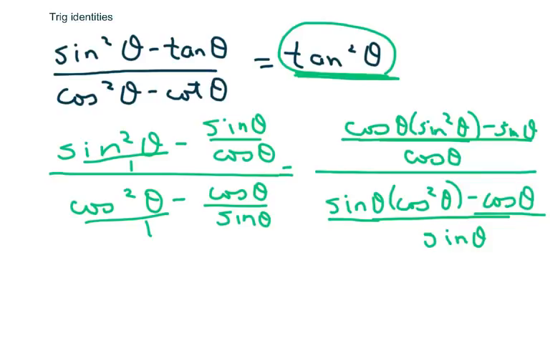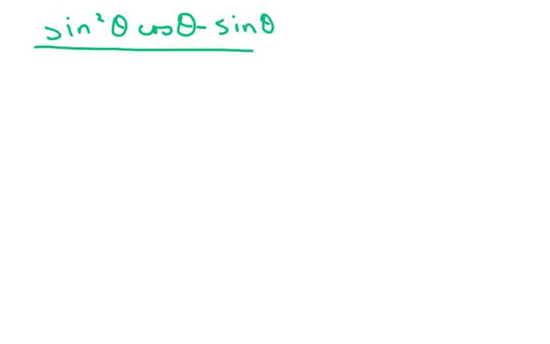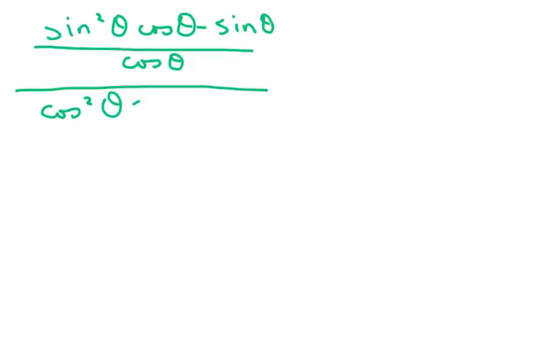So on the next slide, what I'm going to do is go ahead and distribute the tops here. And I'm going to get sine squared theta cosine theta minus sine of theta over cosine of theta. And then for the denominator, it's the same thing. Distribute cosine squared theta times sine of theta minus cosine of theta.